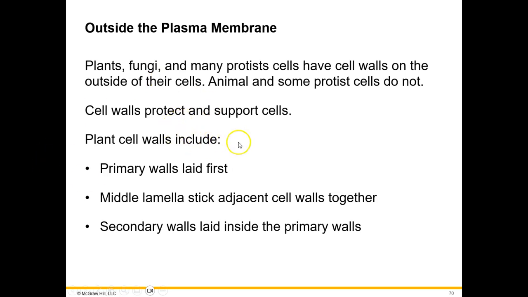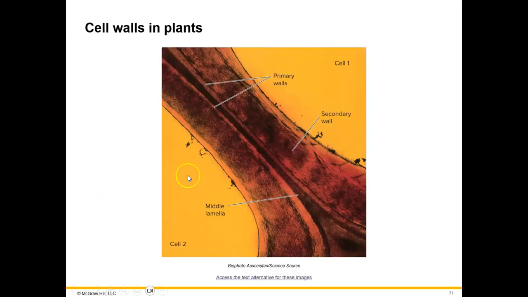Those plant cell walls are going to include the primary walls, which are laid first, and then they're going to have what we call the middle lamella, which is what sticks those adjacent cell walls together, and then the secondary walls, which are laid inside the primary walls. So that looks like this. Here we've got our secondary wall on the innermost part of the cell. Our primary wall faces the outside of that cell. And then the area between two cells, so here's primary wall and primary wall, the area between those two cells is what we call the middle lamella.